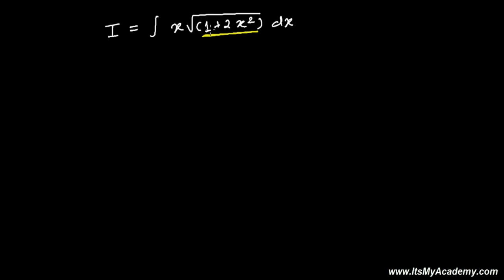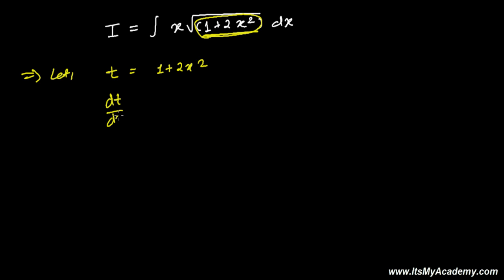And I already told you, whenever you have to suppose, it's not a hard and fast rule, but most of the time the supposition is the thing that is inside the root, and the thing inside the root is here 1 plus 2x square, and that's going to work here also. So let the new function t equal 1 plus 2x square. Alright, and now let me differentiate both sides with respect to x.